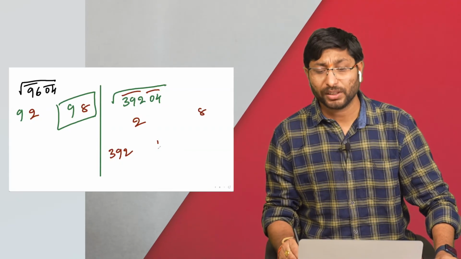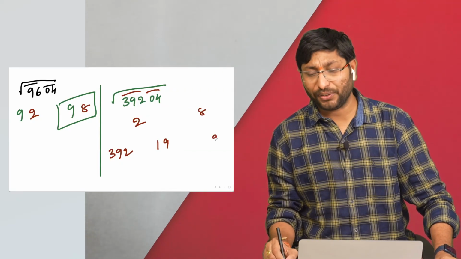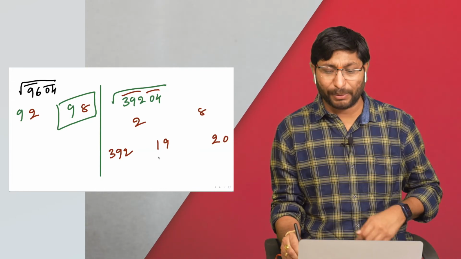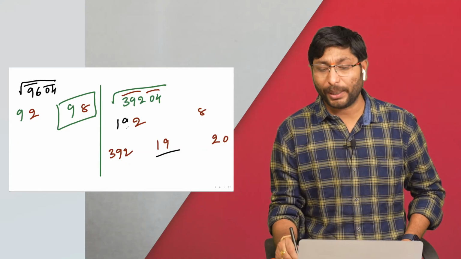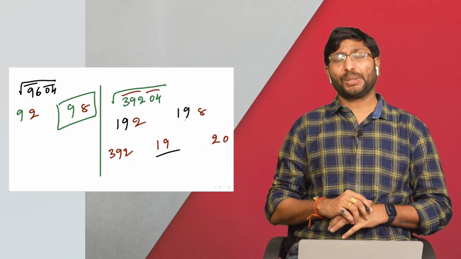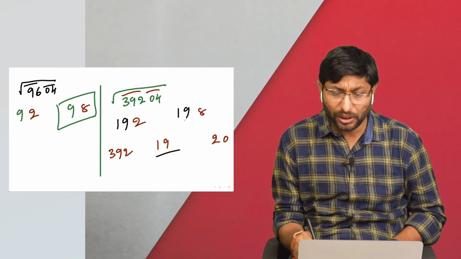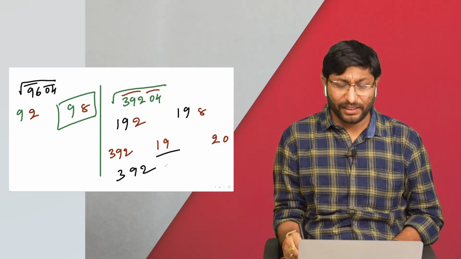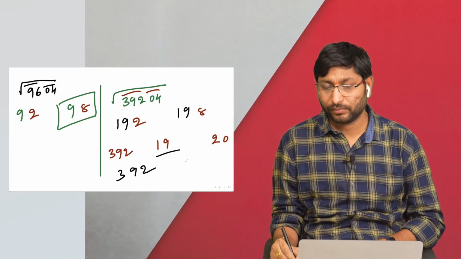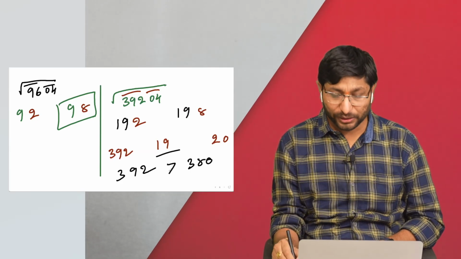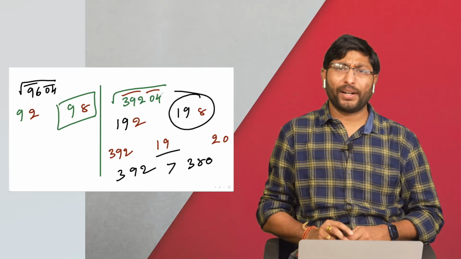392 comes between 19 square and 20 square. As we are concentrating on 19 and 20, the lowest number is 19. So 192 can be the answer, 198 can be the answer. You need to identify 192 or 198. So now 392 comparison, 19 20s are 380. 392 is greater than 380. So the answer is going to be 198.